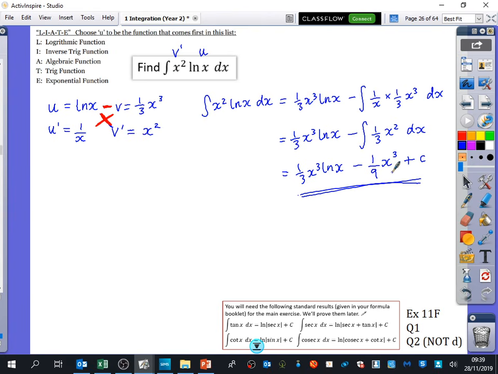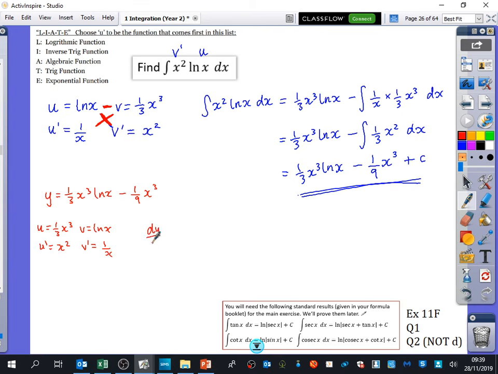Should we check to see that it works by differentiating it? Just for fun. For fun. Yeah, for fun. Okay, so we've got y equals a third x cubed ln x minus a 9th x cubed. Okay, I'm going to do this product rule, but I'm actually going to do the product rule properly. So I've got a third x cubed, and I've got ln x. U dash would be, what's the third x cubed differentiated? X squared and 1 over x. But it's nice to see that it's correct, isn't it?